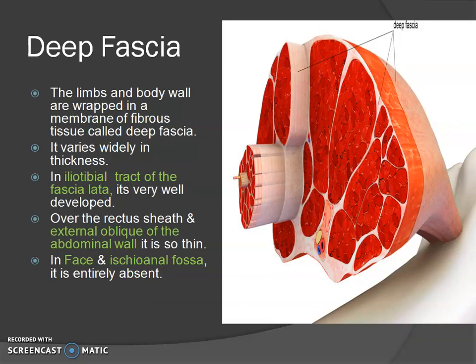Talking about deep fascia, the limbs and body wall are wrapped in a membrane of fibrous tissue called deep fascia. It varies widely in thickness. In the iliotibial tract of the fascia lata, it is very well developed. Over the rectus sheath and external oblique of the abdominal wall, it is so thin that it is considered absent. In the face and ischioanal fossa, it is entirely absent. So here is a deep fascia.